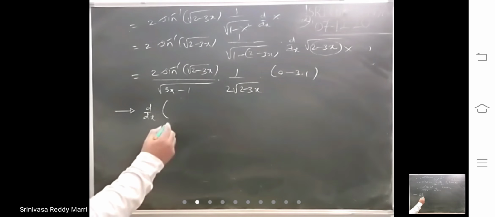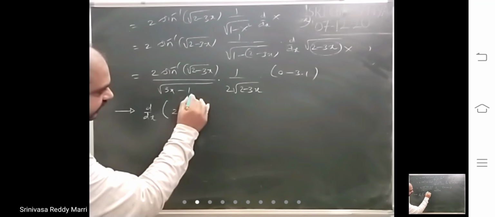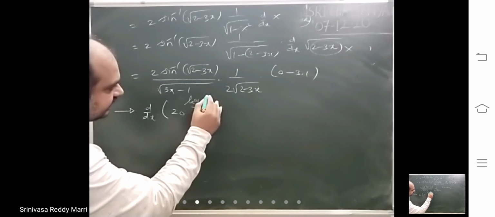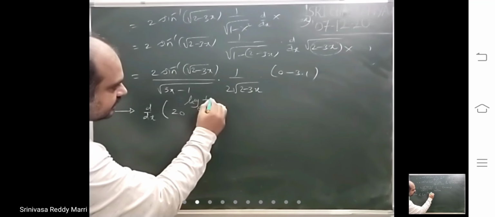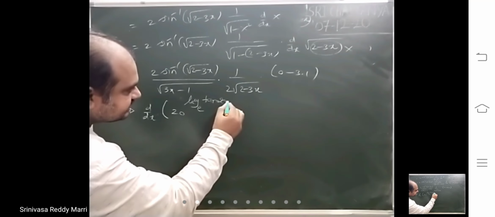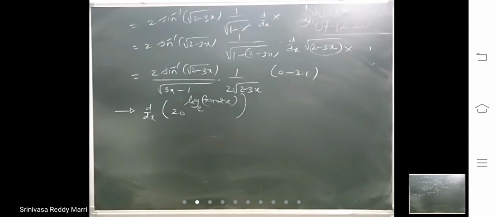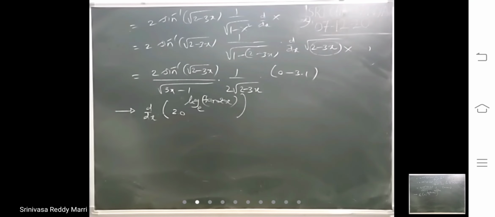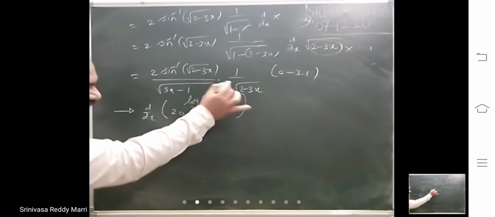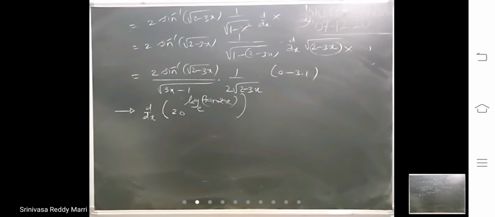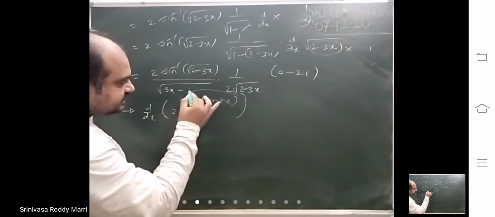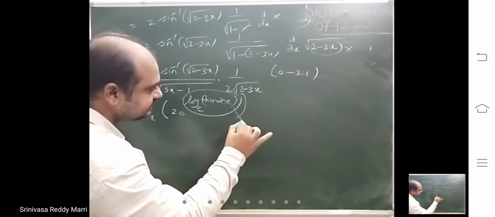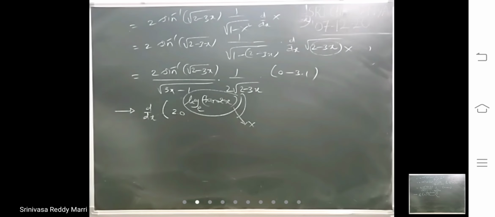d by dx of the next one is 20 to the power log tan 2x to the base e. Now you have a constant base number and the power is variable. That means you have to identify the rule a power x. So this log tan 2x, you treat this as capital X completely. So 20 to the power capital X.